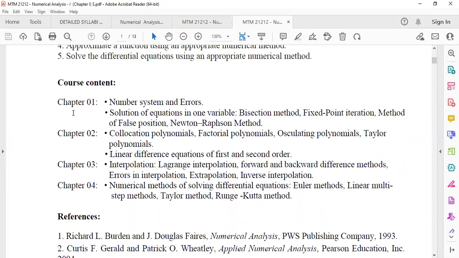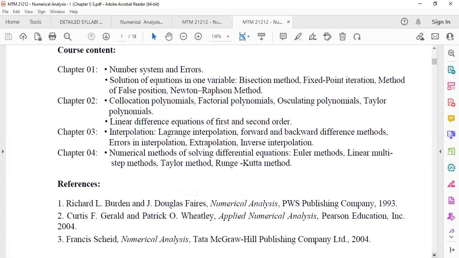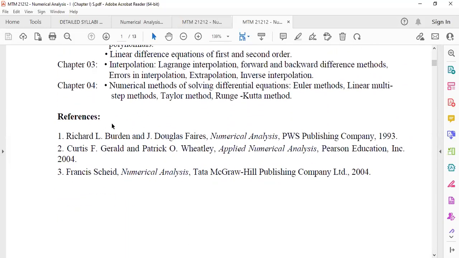I have divided this course content into four chapters. Each chapter carries one question in the semester exams. The first chapter is about number systems and errors, and also the solution of equations in one variable. Next we can see the second, third and fourth chapters. This is very important to remember. These are the references; you can get the books from the library. I have sent the notes so you can find them.